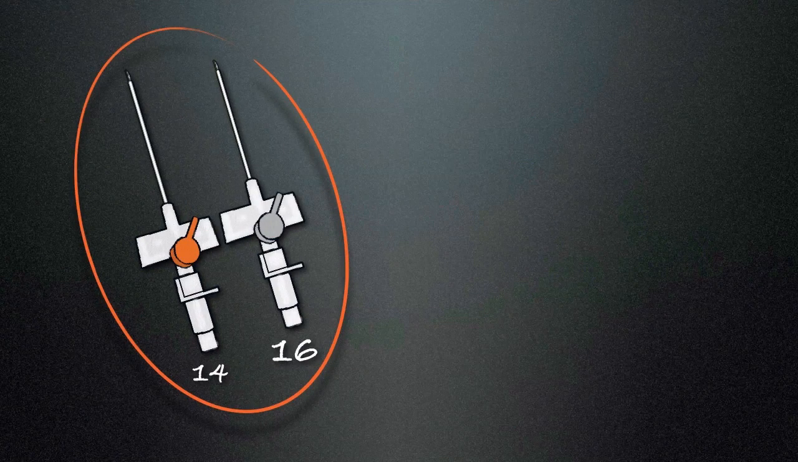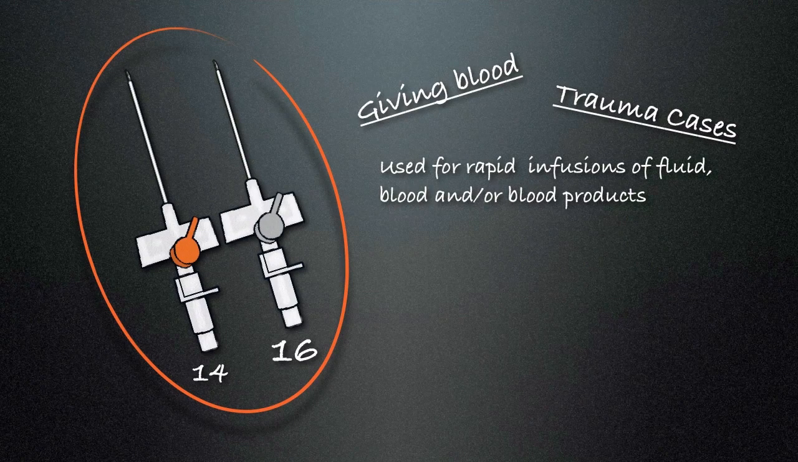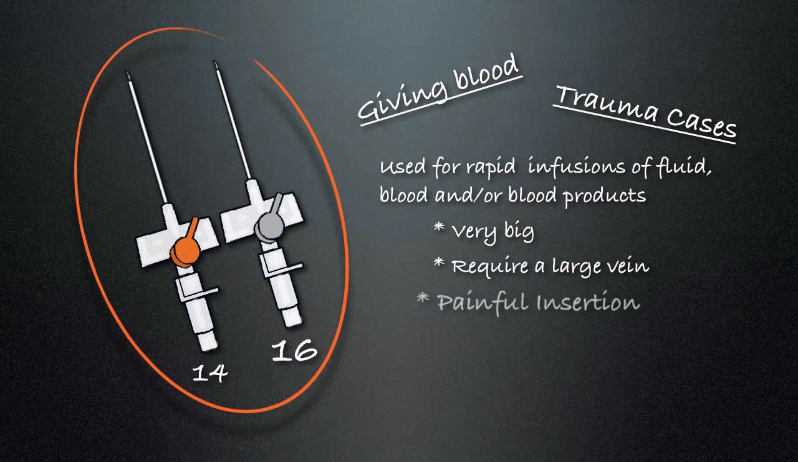14 to 16-gauge IV cannulas are used for donating blood, or for trauma cases, such as in an emergency room, where things like fluid, blood, or blood products need to be infused quickly. They are very big, which allows for fluid and blood to flow quickly through them, but they also require a large vein and insertion is painful.